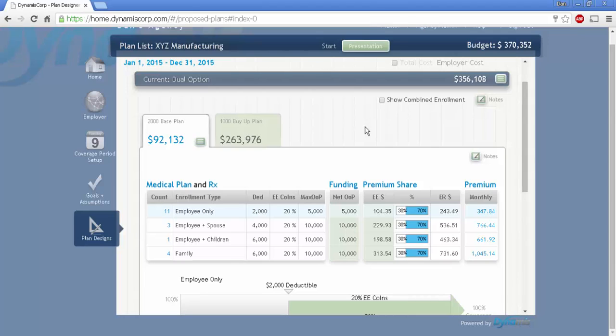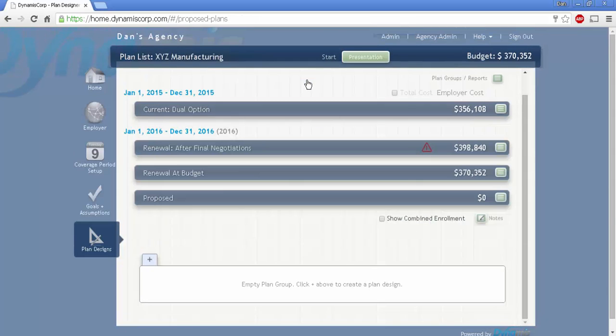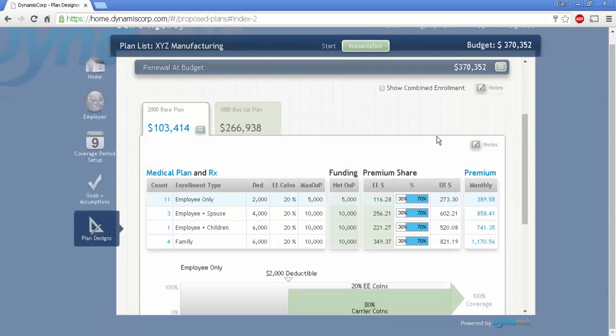And especially if we get into situations where we work with age-rated or community-rated plans, it becomes even more important to be able to look at things not just with specific people enrolled in plans, but to look at those plan designs as if they were independent. All right, now notice when I close current dual option and go to my renewal at budget. When I click show combined enrollment in renewal at budget, notice that each plan design is going to meet our budget target. That's the whole idea of renewal at budget, is it's taking each plan design in combined enrollment and adjusting the premium share so that each plan design in that group meets the budget.